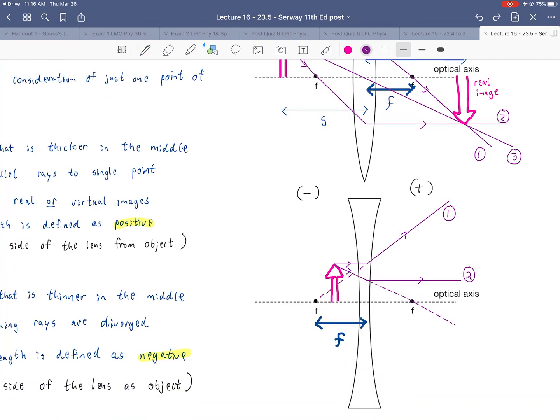So let's do our 3rd and final ray. This is the one that's going to come through the middle. Okay, that looks pretty believable. And that would be ray 3.